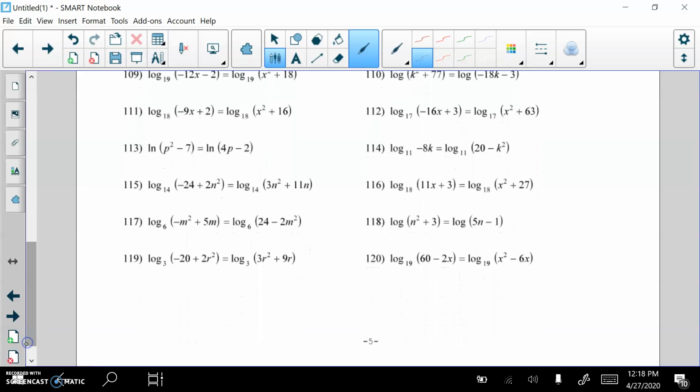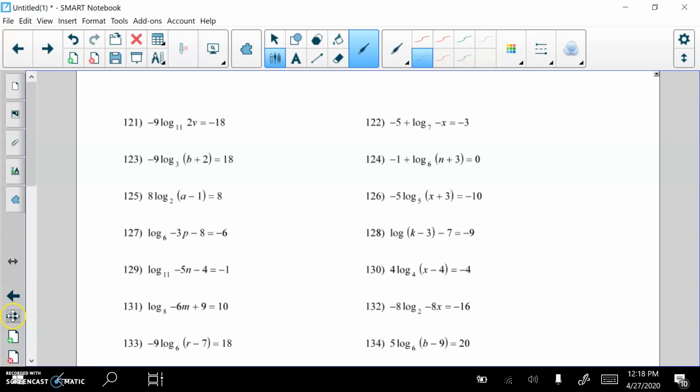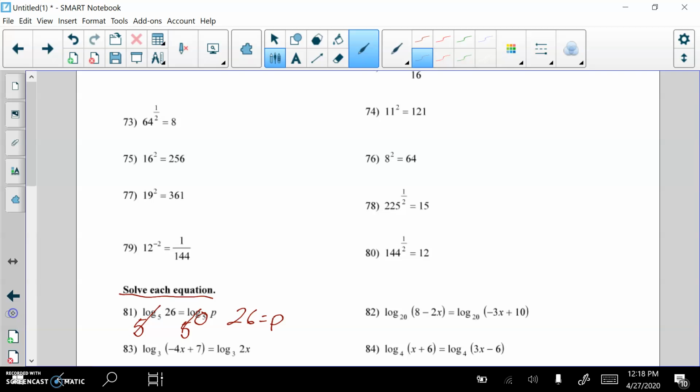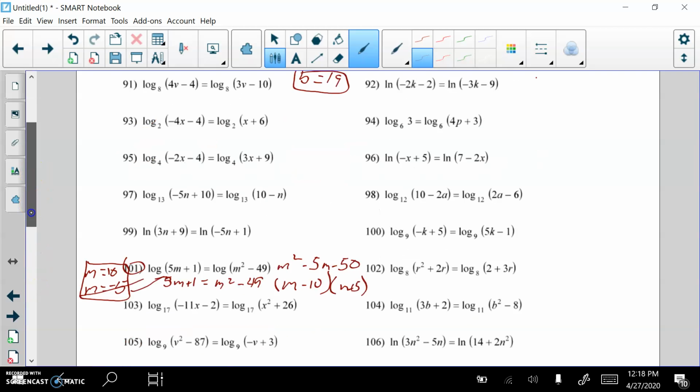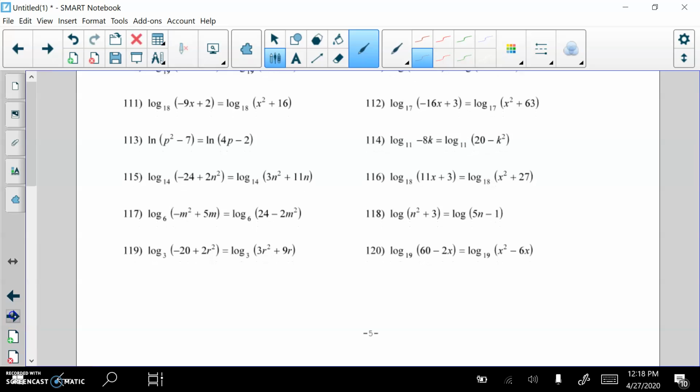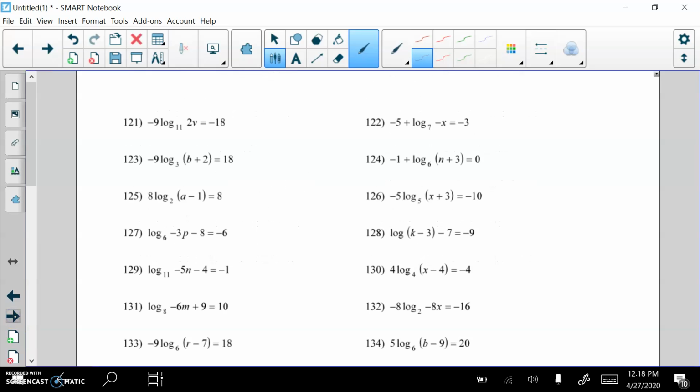Bunches of those, until we get to question 121 and 122 and so on.